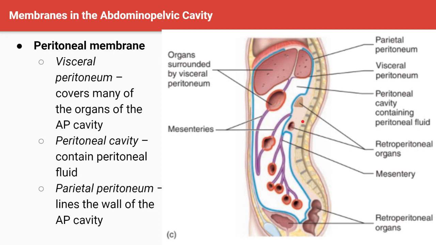Okay, so just a quick review. Visceral meaning surrounding organs, parietal meaning lining the cavities. If you think of those terms and then know the location, so if I'm in pericardial cavity, I know I'm around the heart. Pleural cavity, I'm around the lungs. And then peritoneum, I'm in the abdominopelvic cavity.